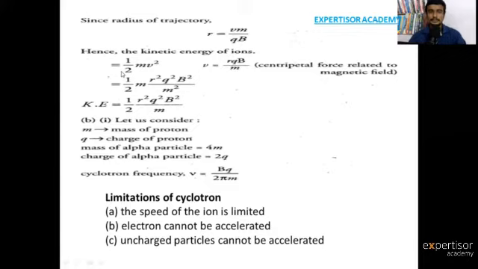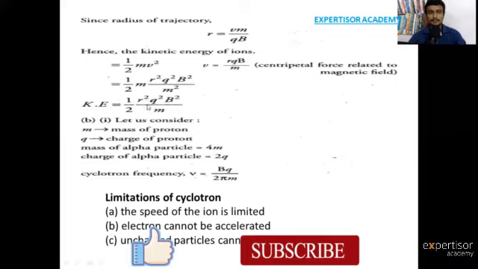We know the equation of the kinetic energy, half mv square. You have to put the v value in place of v square. Then this kinetic energy equation is converted into half m into r square q square B square divided by m square. Therefore, the kinetic energy, with m cancelling, is half into r square q square B square divided by m.